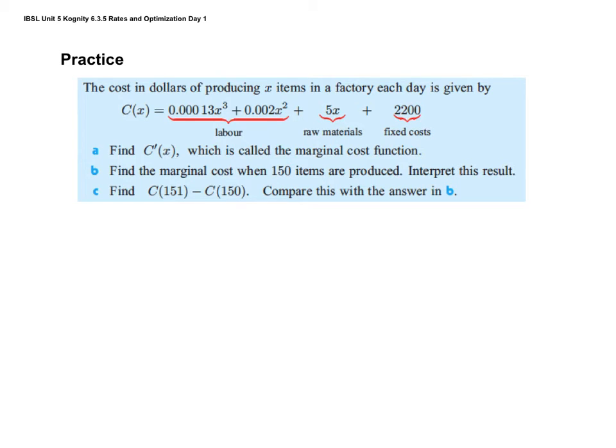Here we have the cost in dollars of producing x items in a factory each day, given by this function C of x. So they've calculated labor and raw materials. Evidently it costs $5 just for the raw materials to produce each item. The labor they've been able to calculate with this cubic and quadratic portion. And then their fixed costs are $2,200. So that's every day.